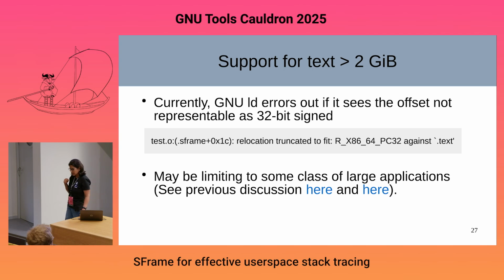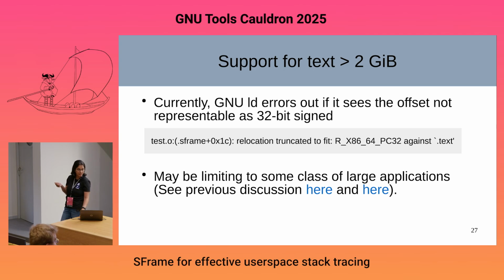Currently, if you give the GNU linker some set of input binaries, and the final text that the linker generates is greater than 2 GiB, right now you will see some errors. And by the way, this error is not just SFrame. You will also see the same error with EHFrame, because both SFrame and EHFrame are keeping an offset which is 32 bits. So this has not been a problem, because there's no PR, no issue filed for it. So most likely none of the user space applications are having text greater than 2 GiB.